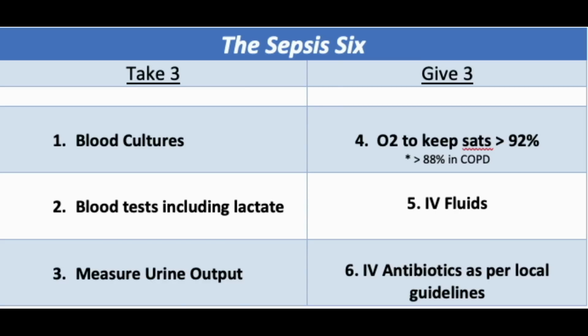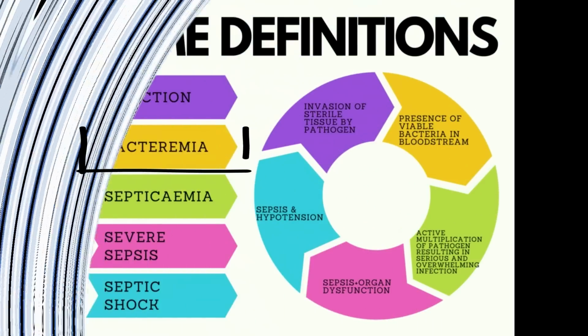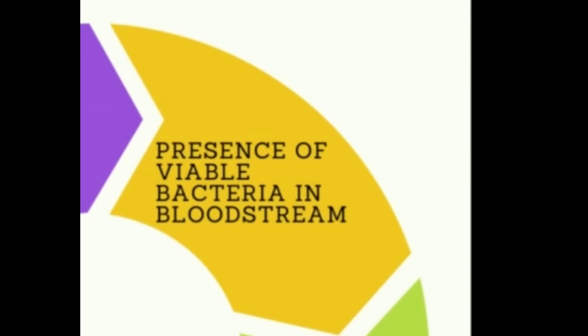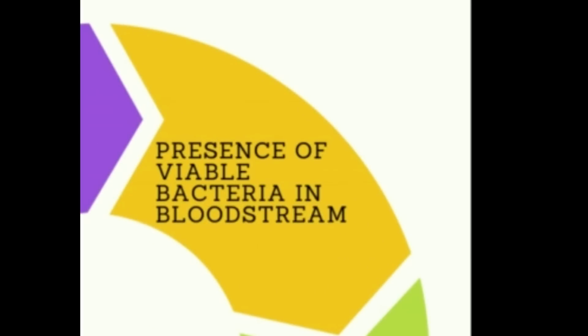If we go further ahead, there are other terms like bacteremia and septicemia. So what is bacteremia? Bacteremia is basically the presence of viable bacteria within the bloodstream, which can be transient, as is evident in people who have just done brushing. When you brush your teeth, there is transient bacteremia. We call it bacteremia because there is presence of viable circulating bacteria in your bloodstream, but those bacteria are not actively multiplying and not resulting in a serious and overwhelming infection.